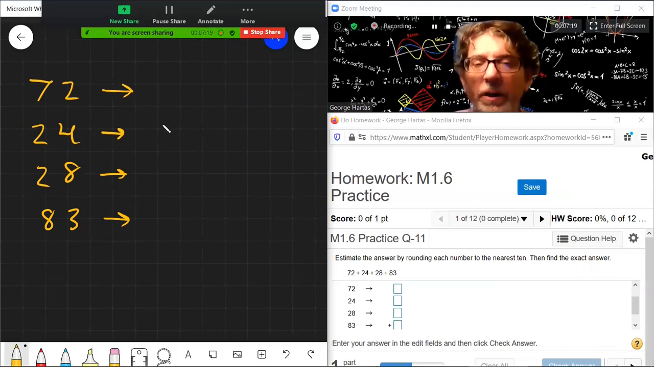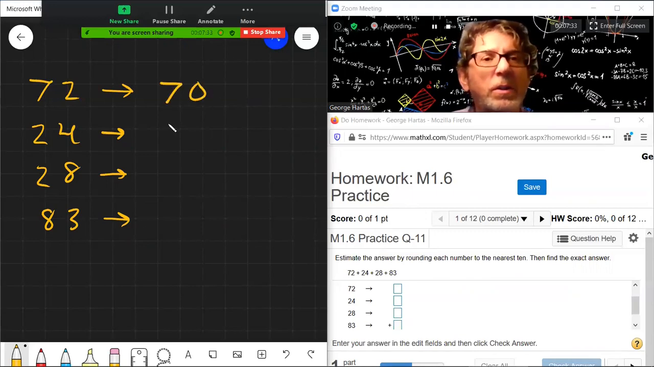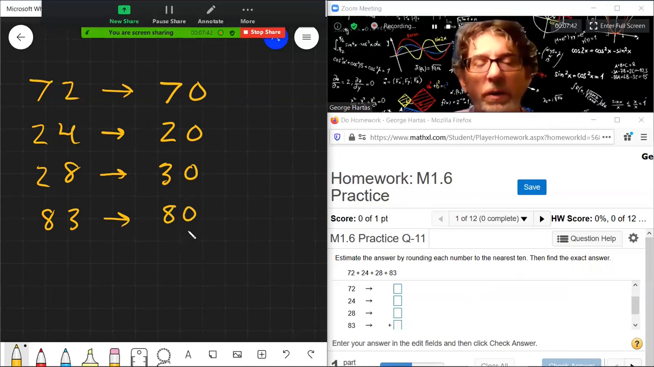Okay, and I covered rounding in our previous video, M1.2. So this rounded to the nearest tens is 70. This is 20. This is 30. This is 80. Now, if you're not okay with what I did here, you want to go back and look at the other video, M1.2. So here I assume you know how to round. Here we're going to estimate using rounding.